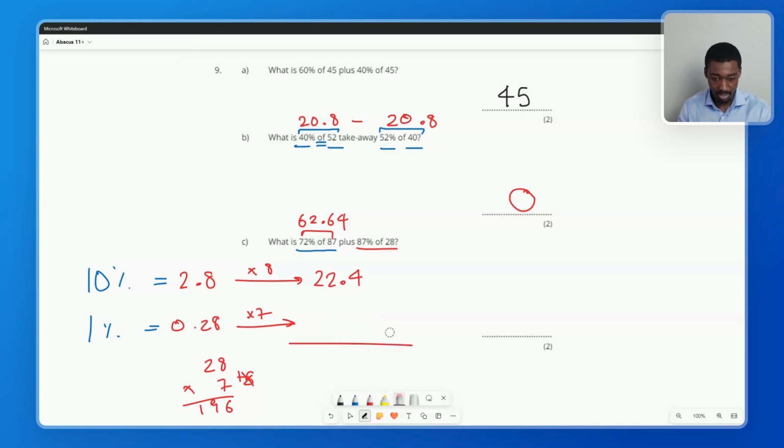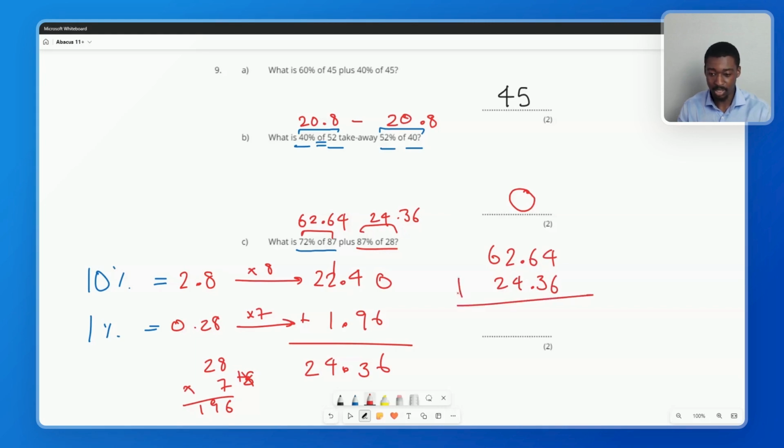Add it all together. Let's align this a bit better. So we have 22.4 and 1.96. Add these, we have 6, 13, carry the 1, 3, 4, 2, 24.36. So now we have 62.64.